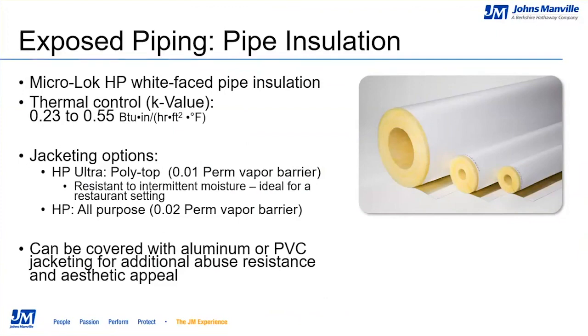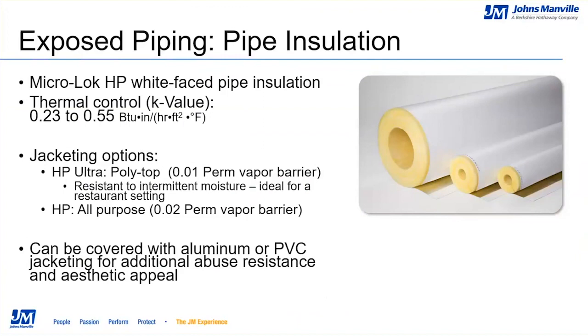For instance, a pipe with 2-inch thick fiberglass insulation at 70 degrees Fahrenheit mean with a K value of 0.23 would equate to an R value of 8.7. There are two typical paper-based facing options for fiberglass insulation that you'll find in the industry.